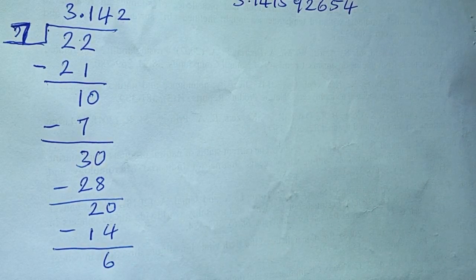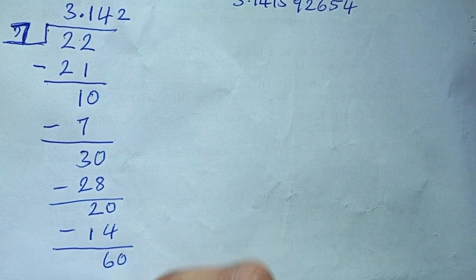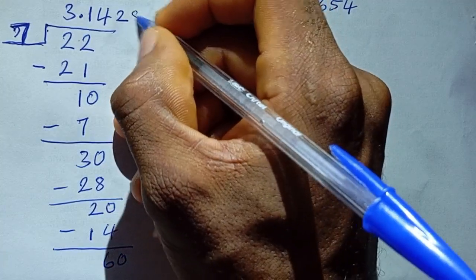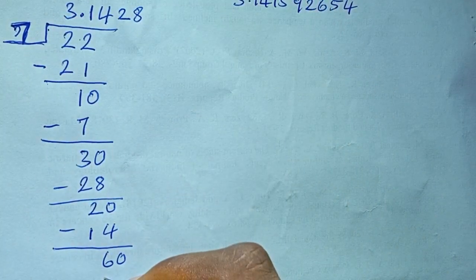Now 7 cannot divide 6. What do we do? We add 0. It becomes 60. Now 60 divided by 7. It cannot divide. We do what? We look for the number that is closer to 60 that 7 can divide. What number is that? We take 56. Now 56 divided by 7 is 8. So we write 8 here. 8 times 7 is 56.